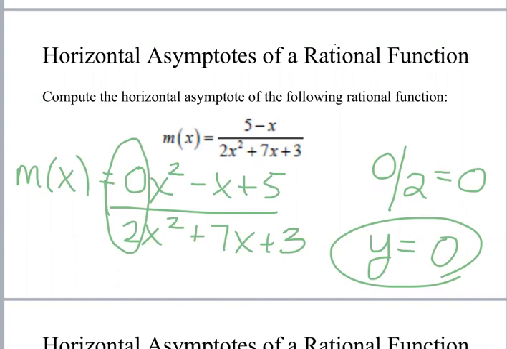So in this case, the degree of the denominator was 2. It was bigger than the degree of the numerator, which was 1. So we end up with y equals 0 being that horizontal asymptote.